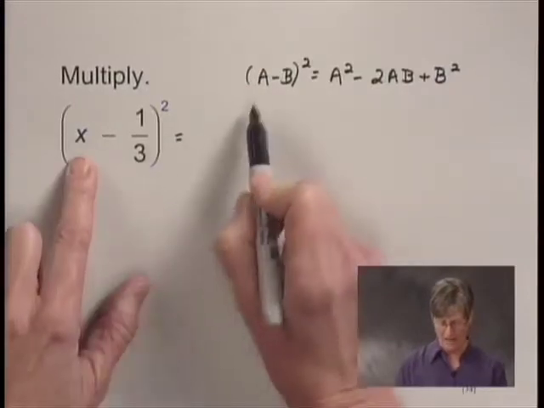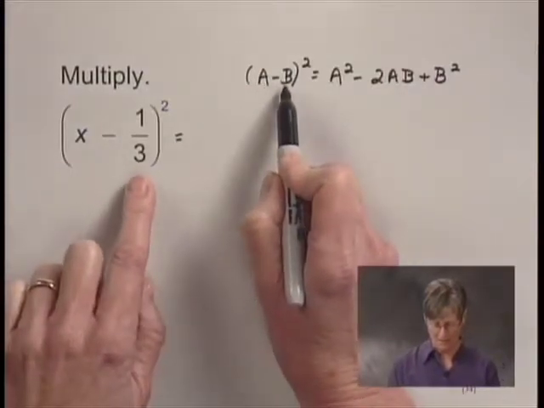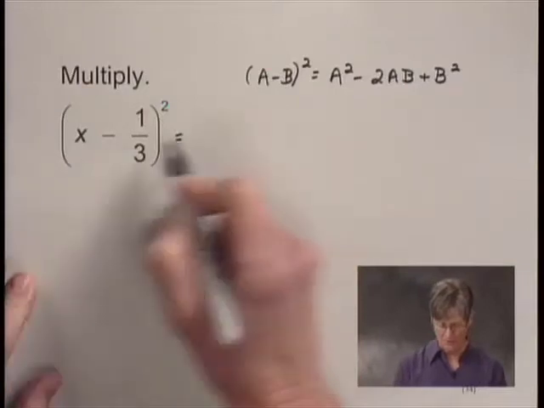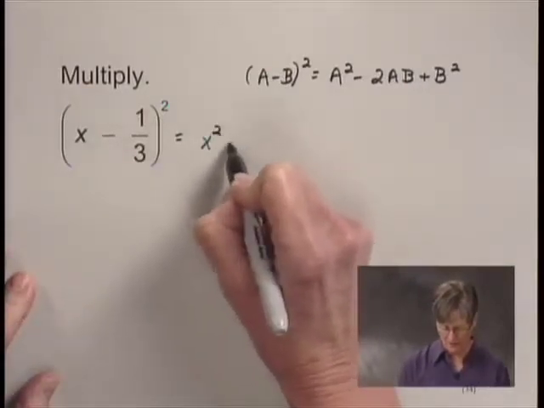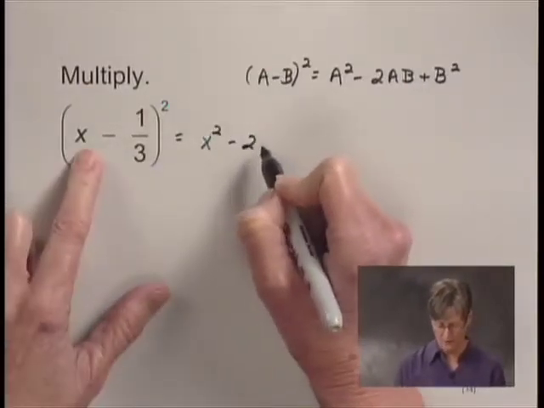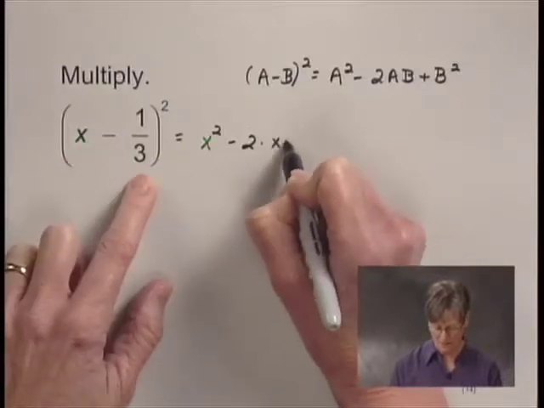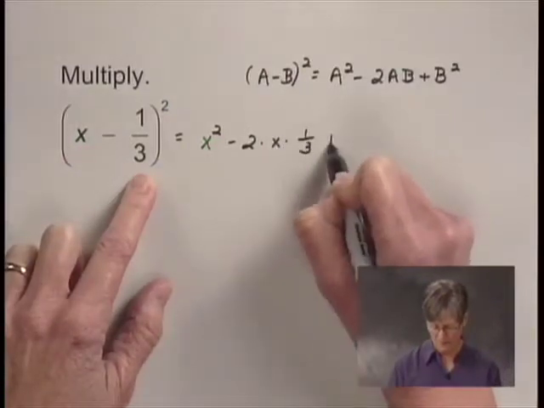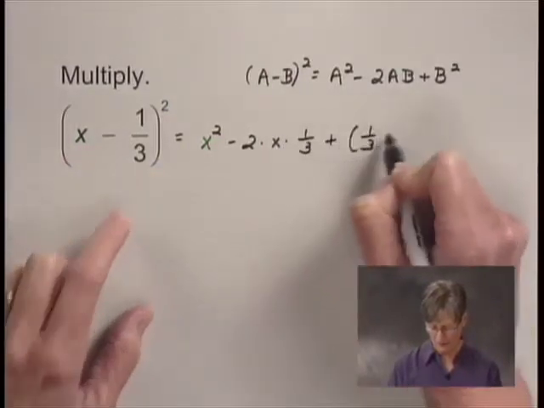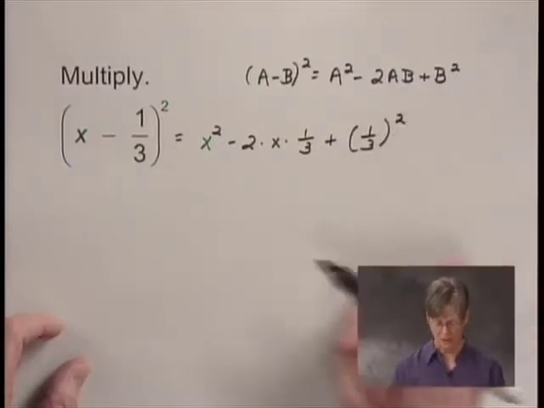Now here a is x and b is 1/3. So we'll have a squared, which is x squared, minus 2 times a, which is x, times b, which is 1/3, plus b squared, or plus (1/3) squared.